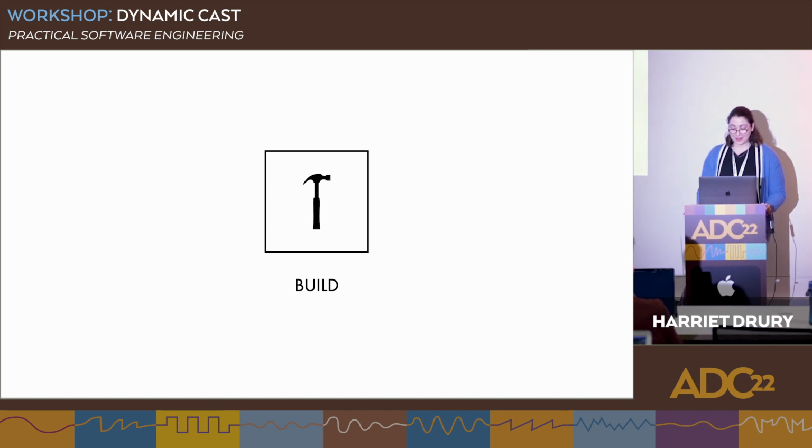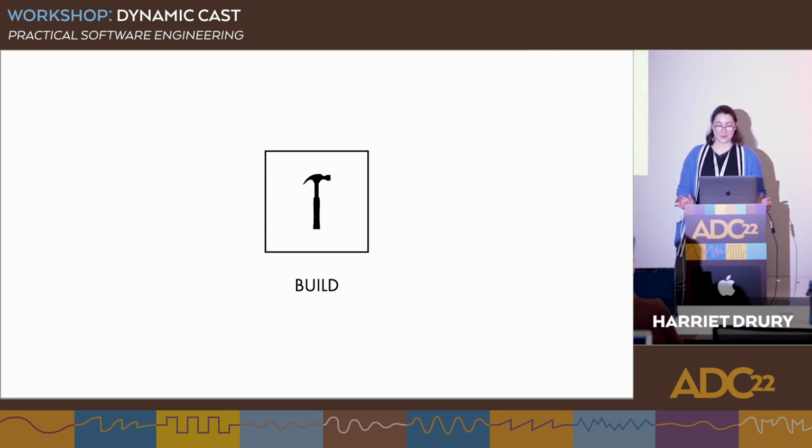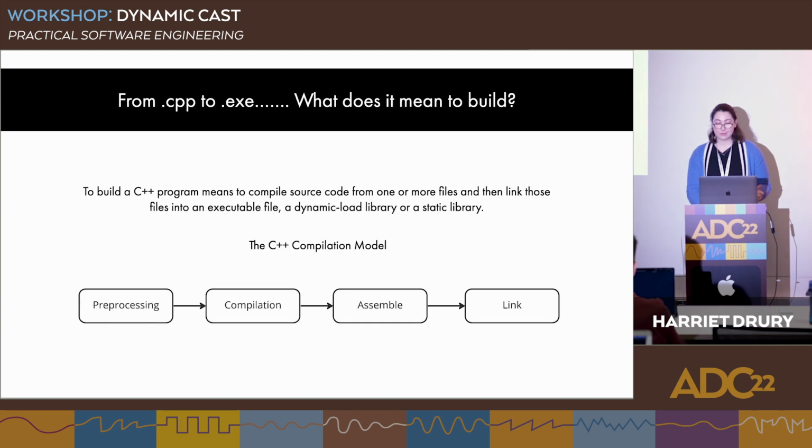So I'm going to be talking about building a system. What do we actually mean by build? How do we go from our CPP files and header files and actually produce an application that the computer can run? So what I've done here is made a very simplified C++ compilation model for you. My little log line here was: to build a C++ program means to compile source code from one or more files and then link those files into an executable, a dynamic load library, or a static library.